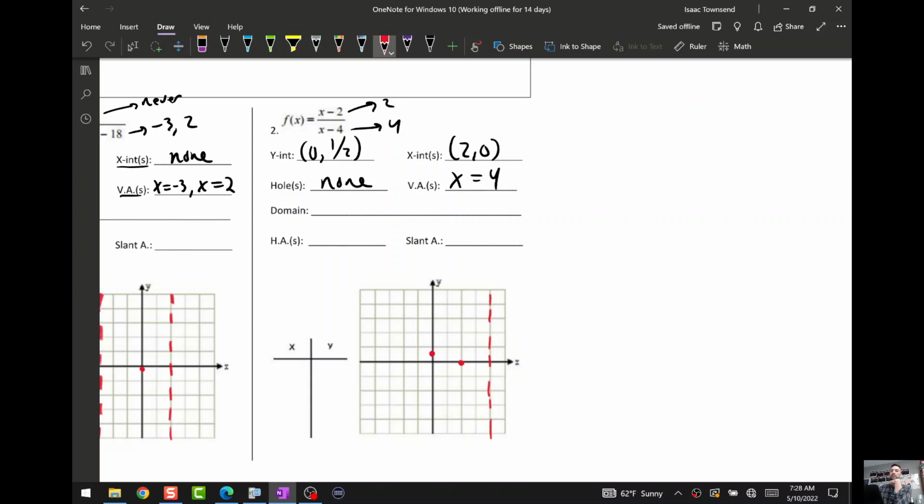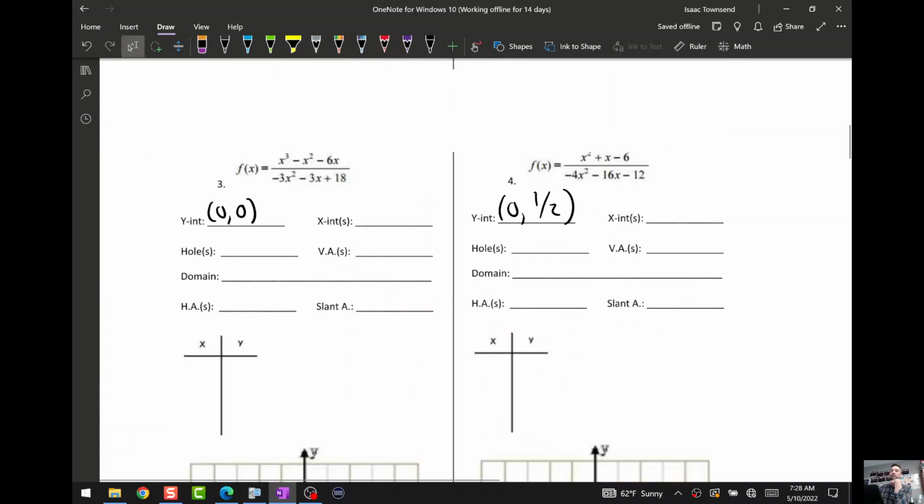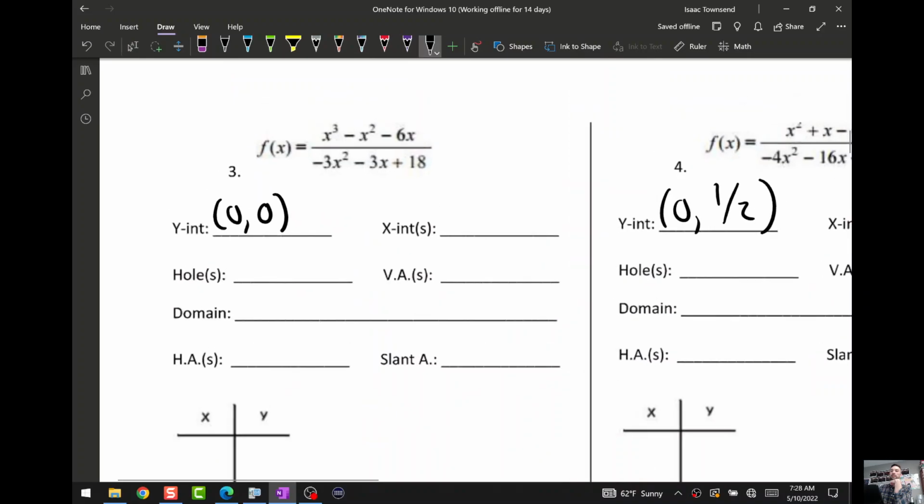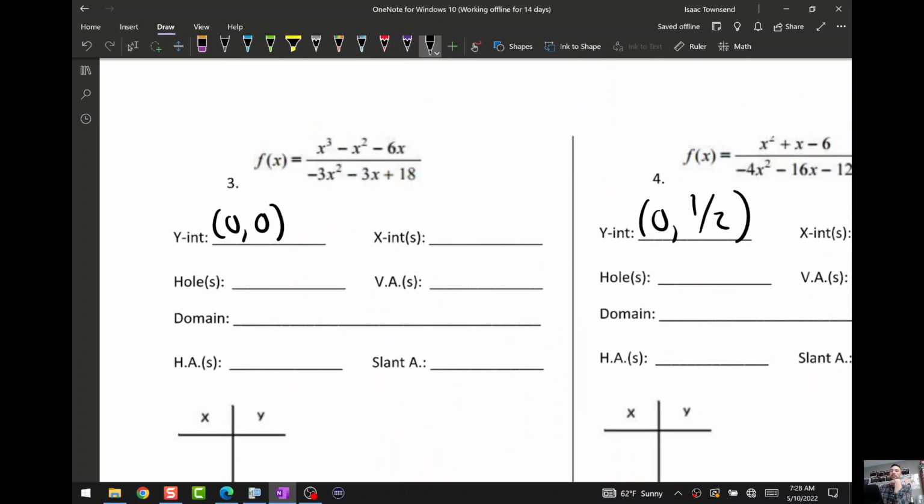So let's go ahead and update our graph there. We want our graphs to be basically done by the time we've answered these questions, or very close to being finished. Okay, so number 2 didn't require any factoring, so that was nice, but number 3 looks like we've got some factoring that we're going to have to do here.